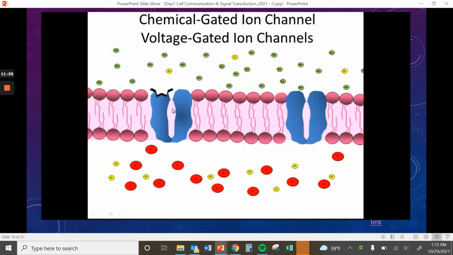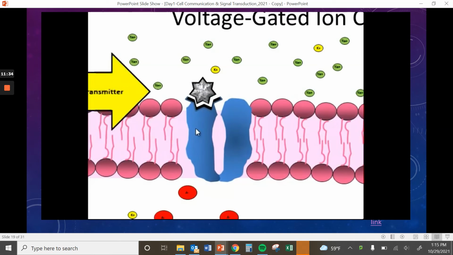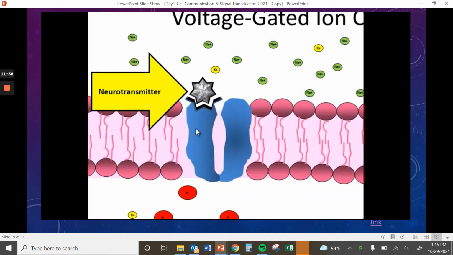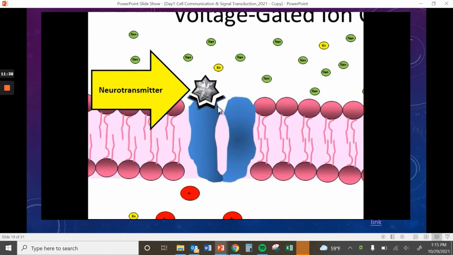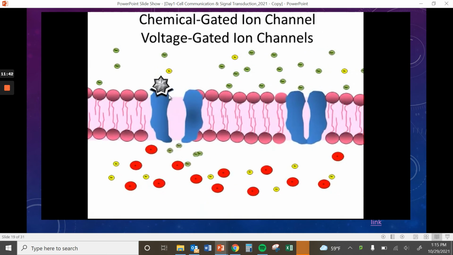The first one here is a chemical-gated ion channel, and it has a receptor site for a chemical. Now that chemical, let's say a neurotransmitter, can come in and fit in the receptor. This will cause the receptor to open up. It's kind of like a key into a lock.